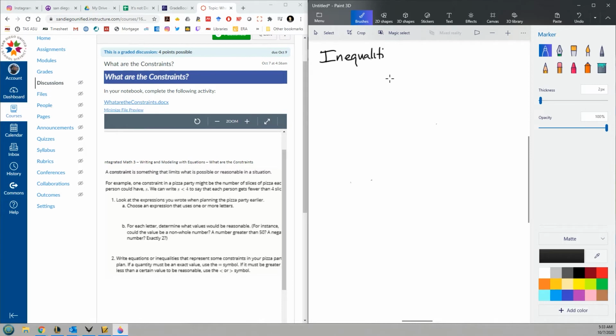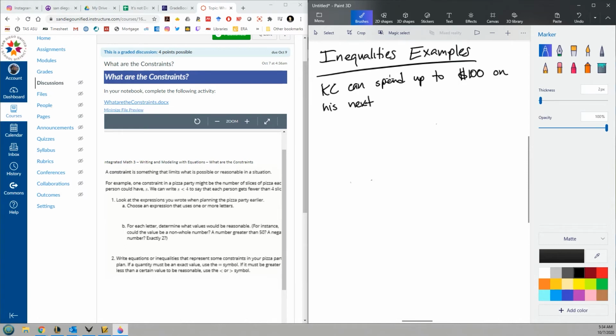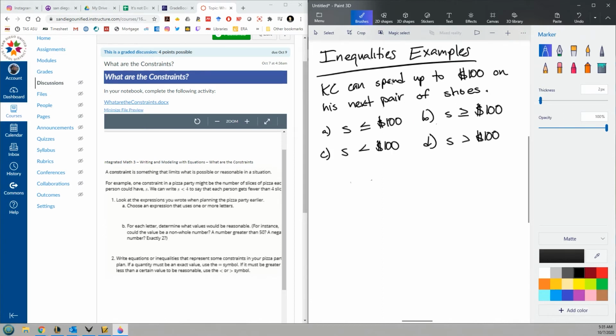So here's a couple of examples of inequalities written out as a sentence. We're going to write the sentence first, and then we're going to talk about the inequality itself. The scenario that we have is that Casey can spend up to $100 on his next pair of shoes. Here are four options for the inequality that could represent this specific scenario. Only one of these will work, and it is letter A, because letter A means that he can only spend up to $100 or less than $100.